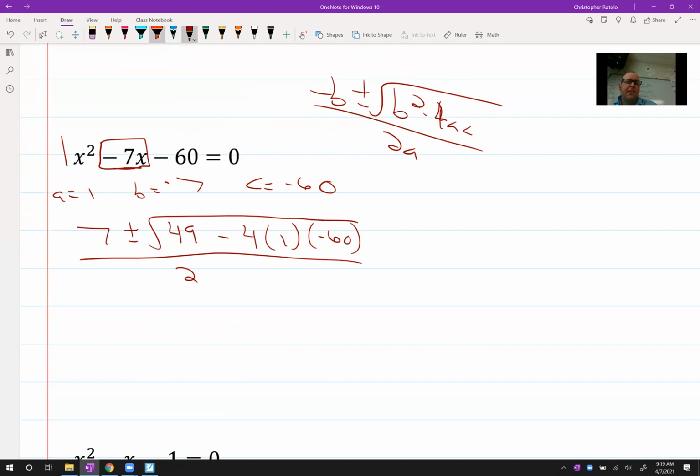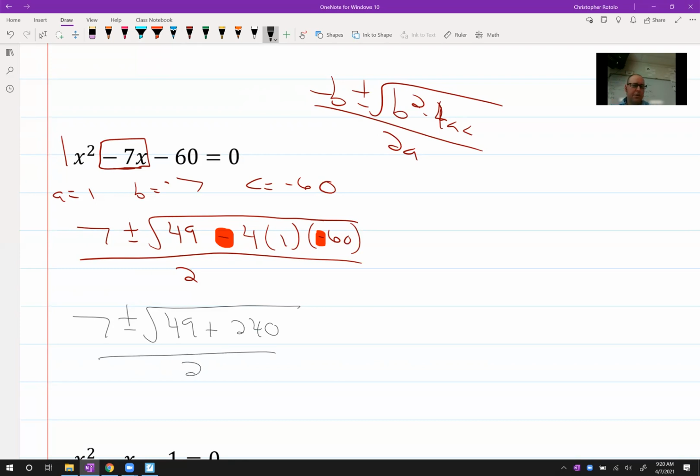All right, the next thing I'm going to do is look for how many negative signs I have. Well, I have 2 of them. So what's a negative times a negative? That's a positive. So here we go. 7 plus or minus square root of 49 plus. Now I'm actually going to multiply this together. So 4 times 1 is 4. And that times 60. 4 times 60, that's going to be what? 240? Okay, 4 times 60. All right, you got it. 240. And it's all over 2.